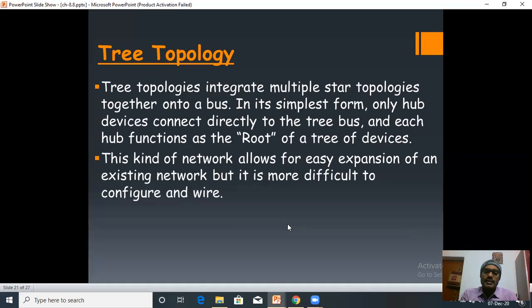Now next point, this kind of network allows for easy expansion of an existing network, but it is more difficult to configure and wire. So you can easily set up this network, and you can easily use it for expansion, but it is very difficult to configure.